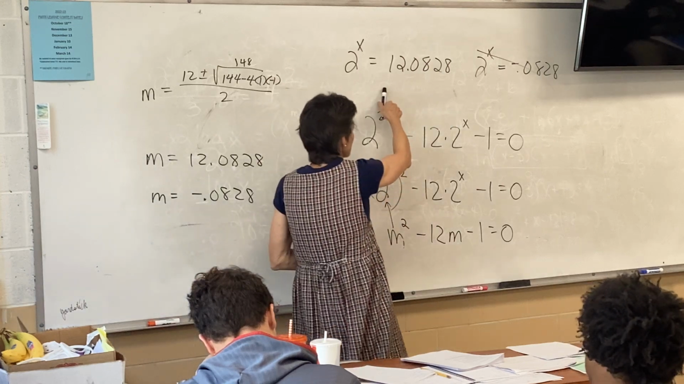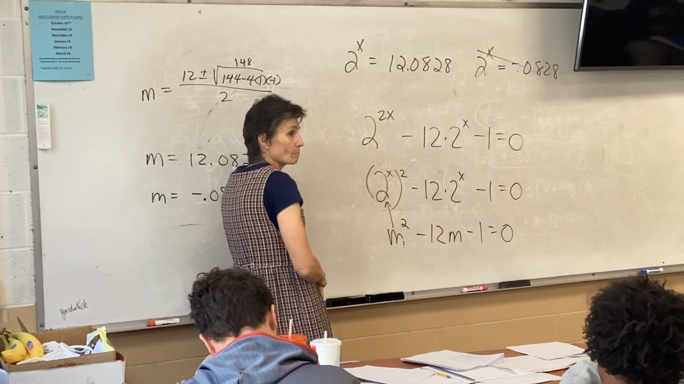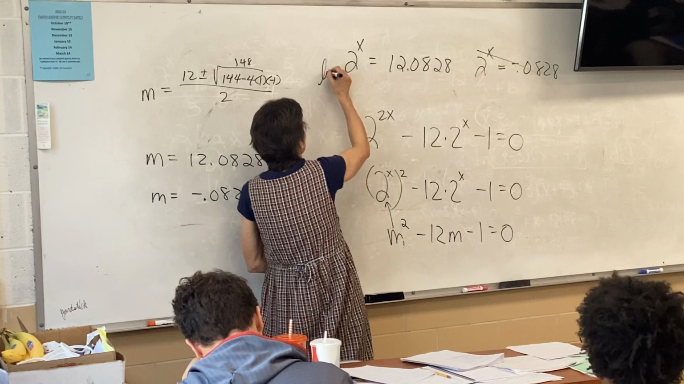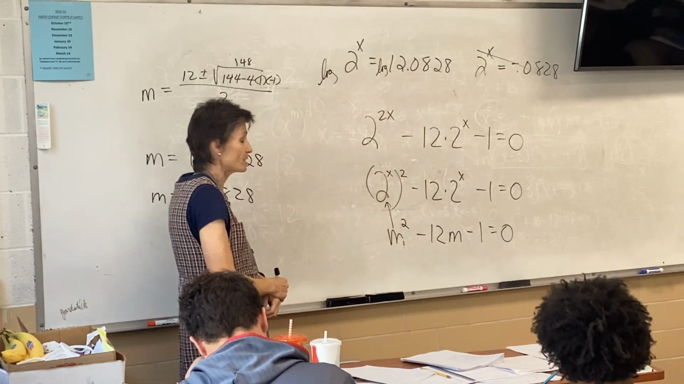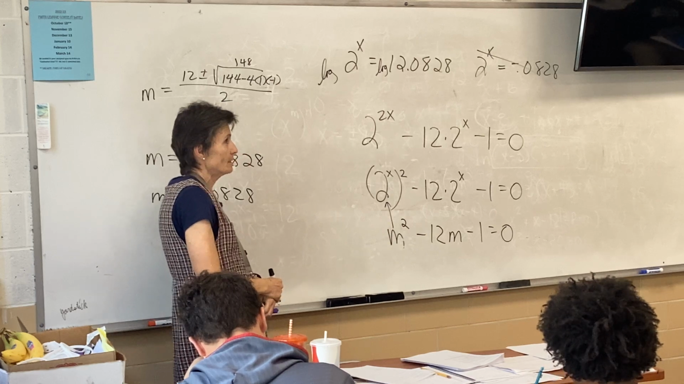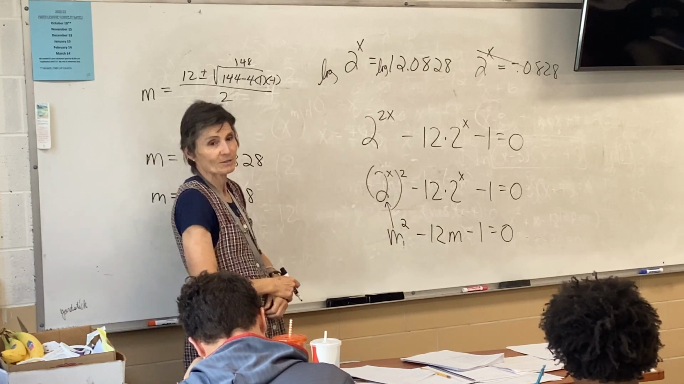How am I going to solve this one? 2 to what power is equal to 12.0828? I'm gonna take the logarithm of both sides, right? I told you, this problem is a doozy. And as Peter has pointed out, there's another one.